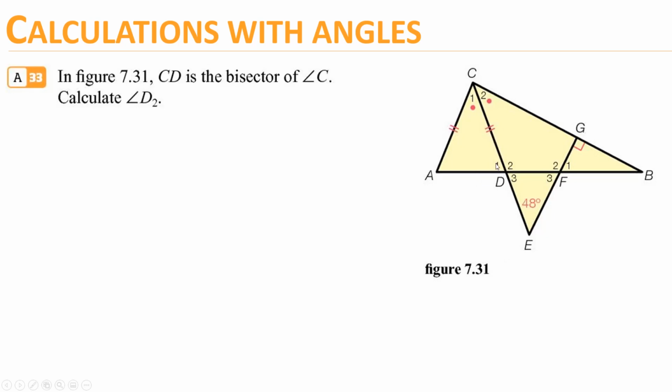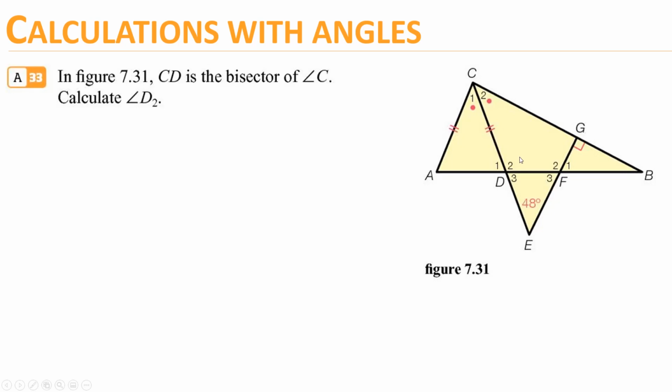But D1 would be promising. I would know D1 as soon as I know either A or C1. Well, C1, they've told us, is equal to C2. So if I know C2, then I know C1. And now I'm getting close because C2 is in a triangle where I already know an angle, 48 degrees here, and I know this angle here at G because it is a right angle. This is right, so this is also going to be a right angle because together they are a straight angle. So here's my path. I'm going to use this triangle to calculate angle C2. That gives me C1, that will give me D1, and that will give me D2.